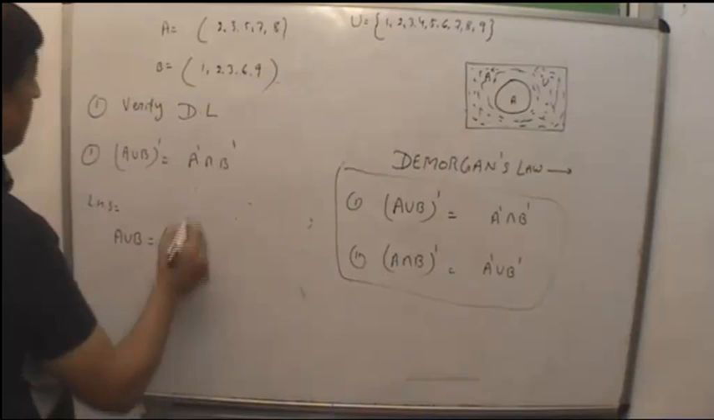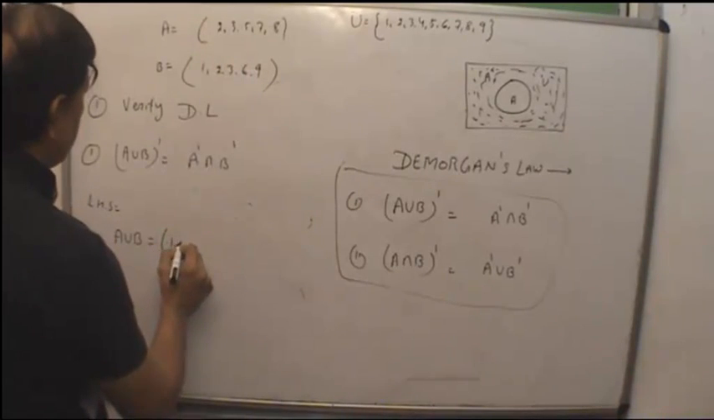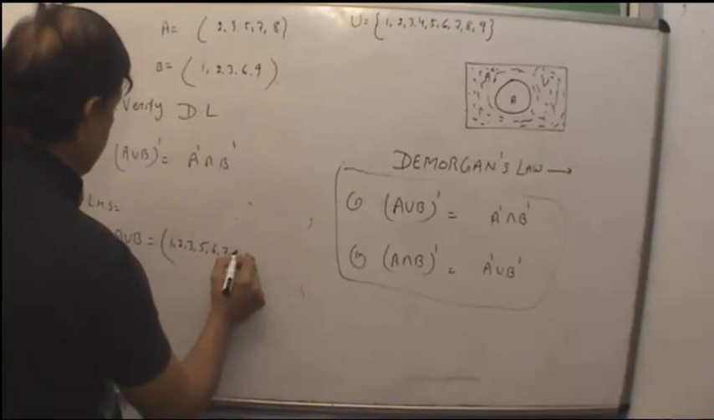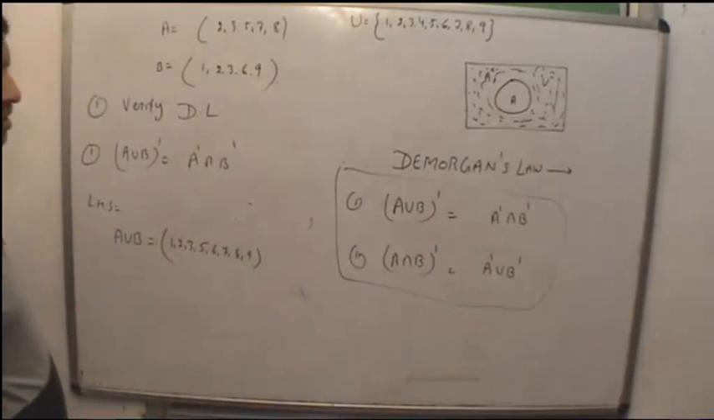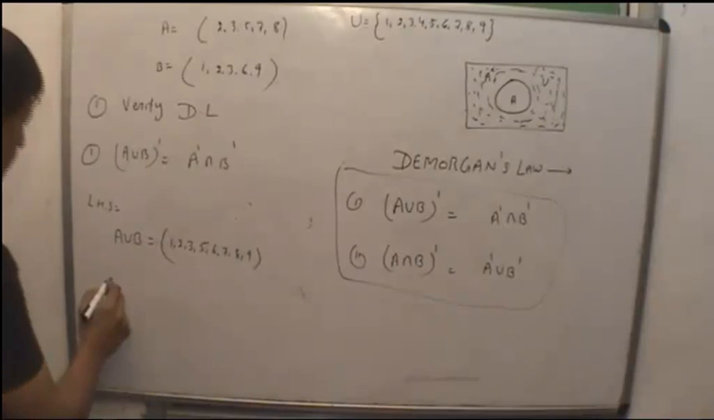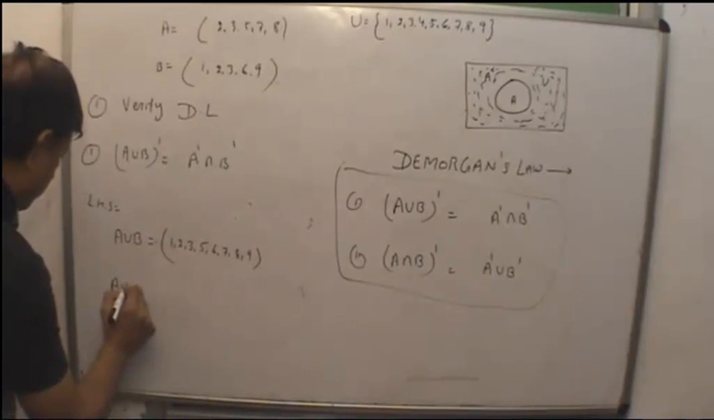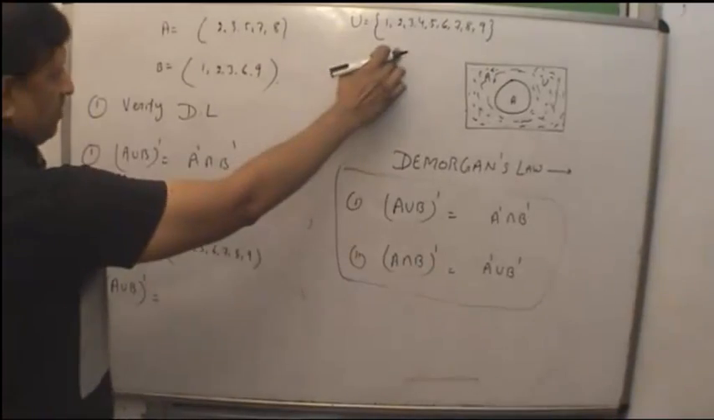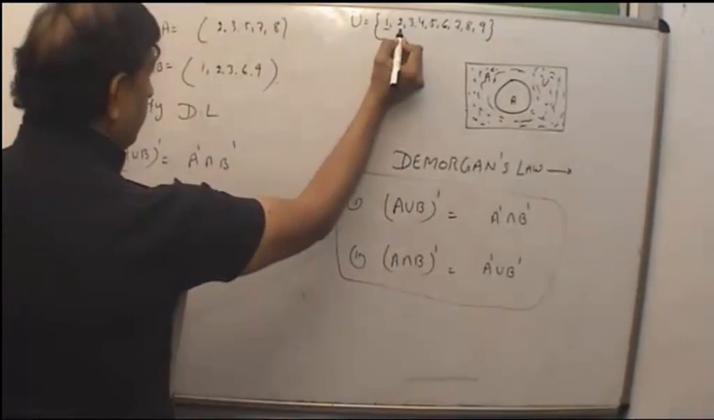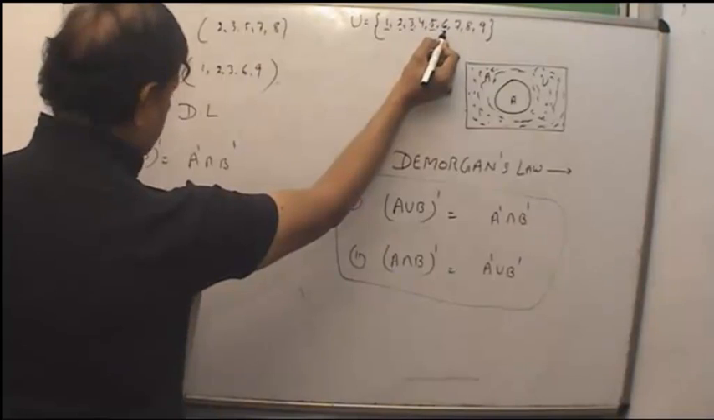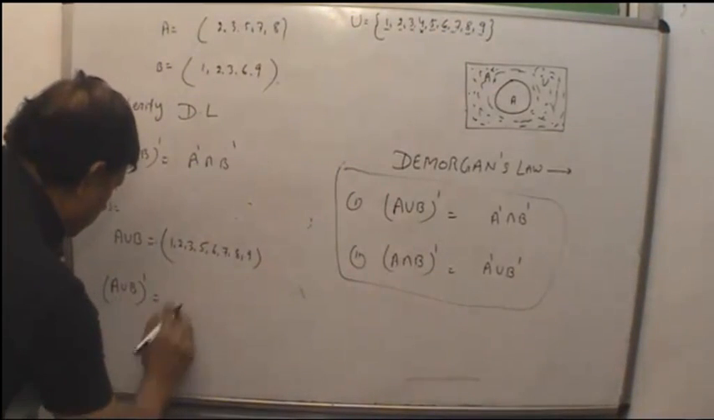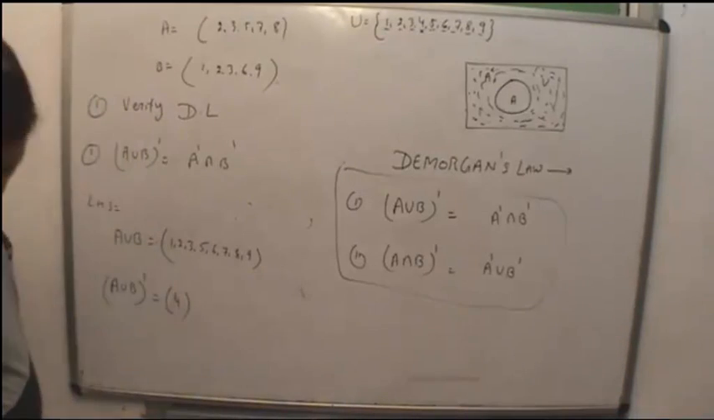A union B means to combine the elements: it is 1, 2, 3, 5, 6, 7, 8 and 9. Now we take the complement of A union B with respect to the universal set. 1 is present, 2 present, 3 present, 5 present, 6 present, 7, 8 present. Only 4 remains. So we write (A union B) complement equal to 4.